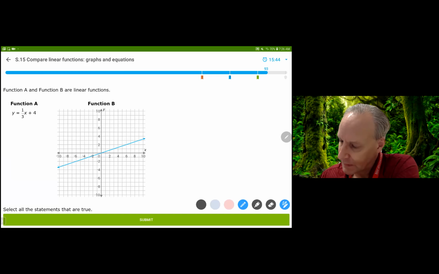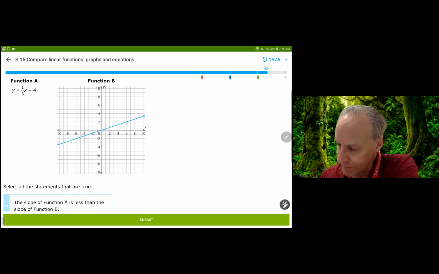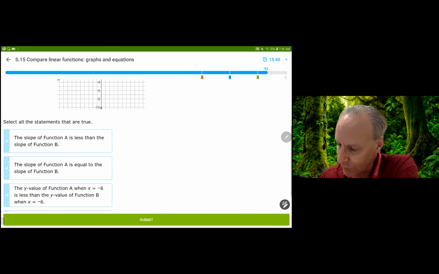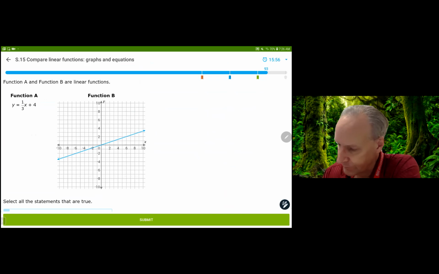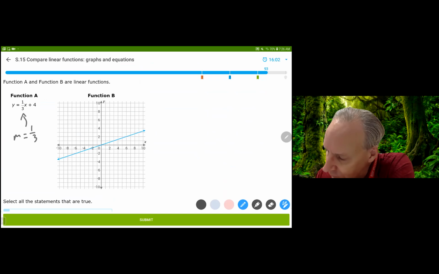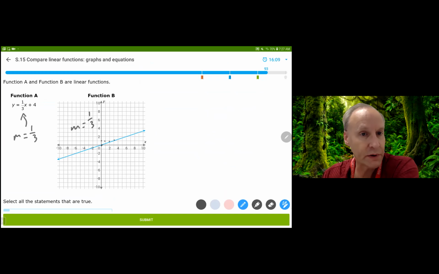All right, let's see what we got here. We want to compare the slopes and the y values at -6 again. Okay, so we're going to compare the slopes. This one has a slope of 1/3. That's the function A. Function B has a slope of 1/3, doesn't it? Up 1/3. So the slopes are equal. That's an easy one to remember.